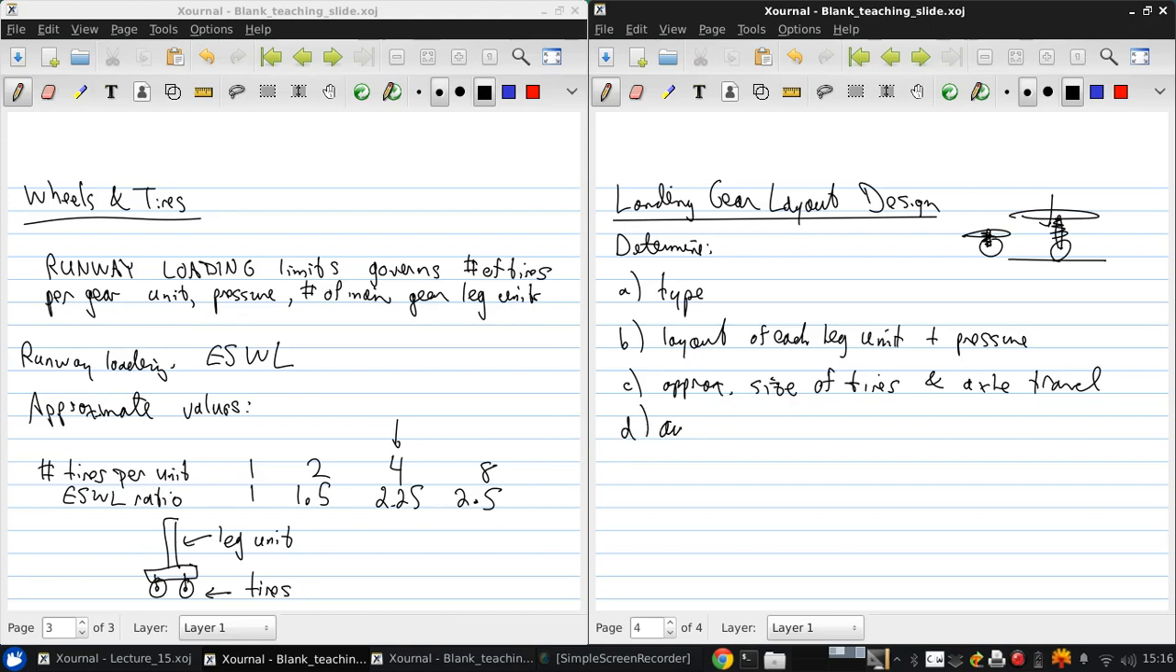We need to know the aircraft and wing angles at landing and takeoff. And also we need to determine the box in which the CG, the center of gravity, center of mass of the aircraft may lie. So the sort of full range of locations in which it's allowed to be located.